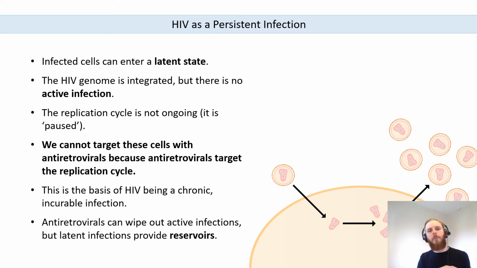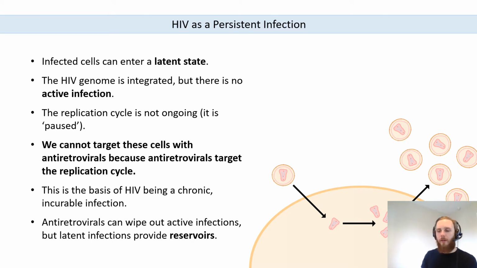Now we'll think about HIV as a persistent virus, so as a latent infection. So this is a long-term infection, and what I want to do here is just to emphasize the fact that HIV is not unique amongst the viruses, but quite unusual because it can go into this persistent state.